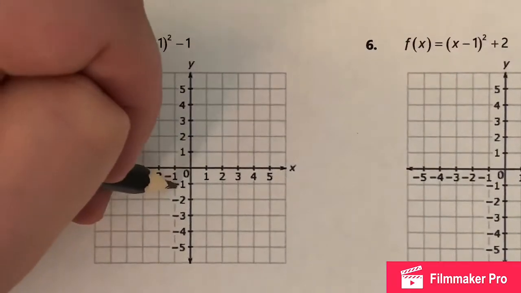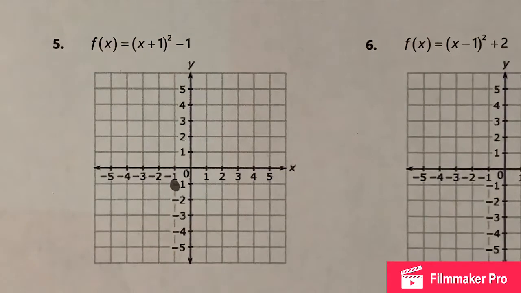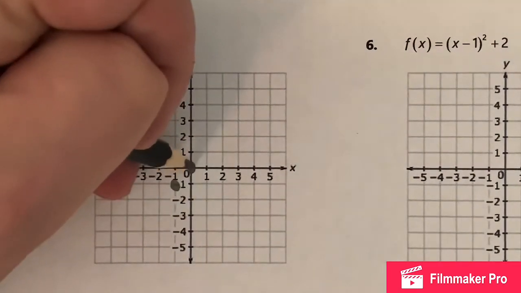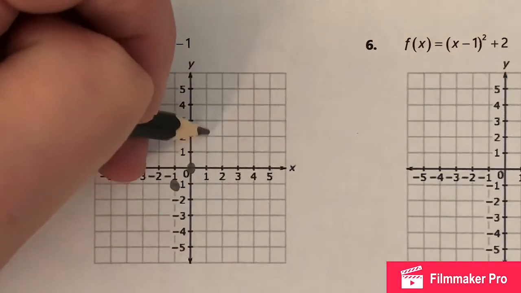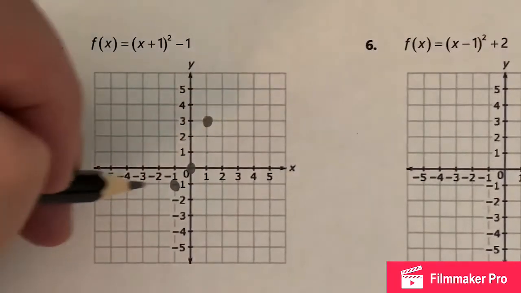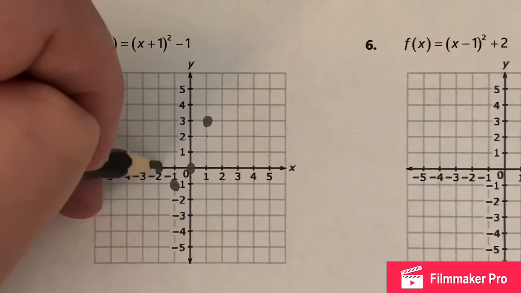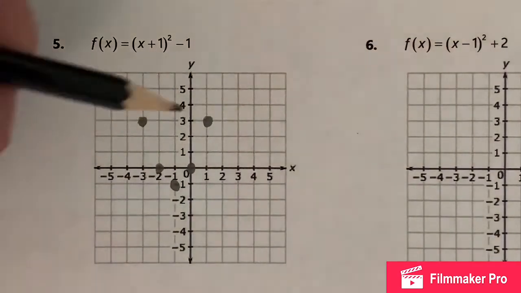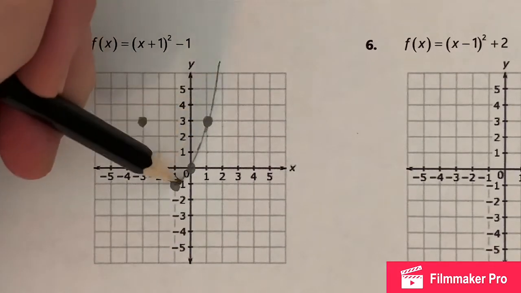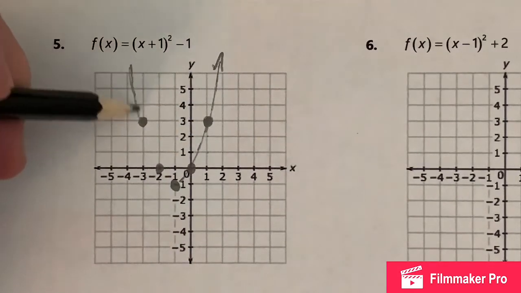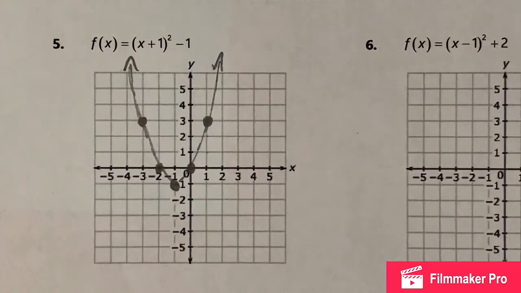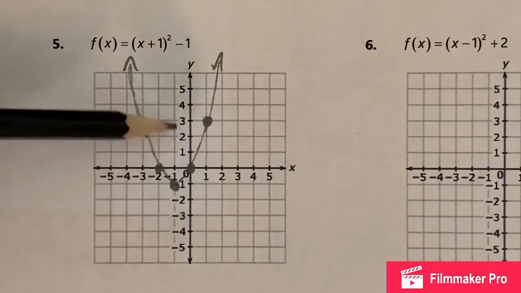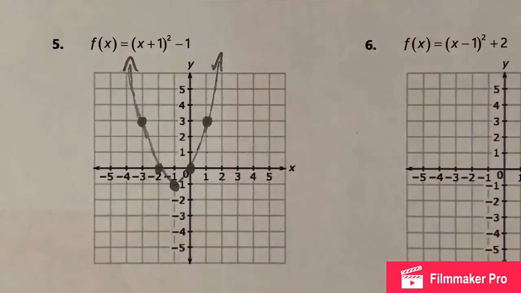Back 1, down 1 right there. You have a 1 in front, so over 1 up 1, over 2 up 1, 2, 3, 4. Same thing on the other side. Okay. We're going to go ahead and connect our points. Okay, and there's our graph. The axis of symmetry is right here at x equals -1, and so there's your mirror right there.